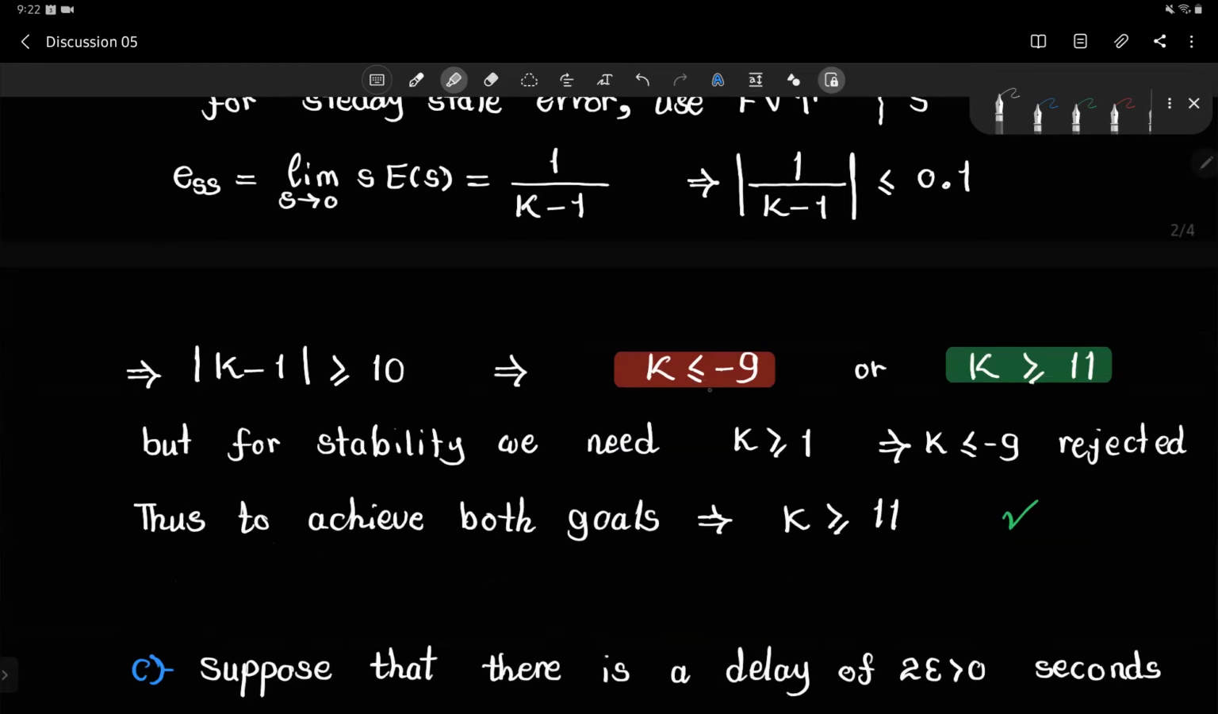So we already know that we are going to reject k less than -9 for two reasons. First of all, the system will not be stable. The second reason is that because the system is unstable, the final value theorem is no longer applicable, and whatever comes out is already garbage, right? So we have to reject this solution to the inequality. And so to achieve both goals, we see that the range of k has to be bigger than 11, right?